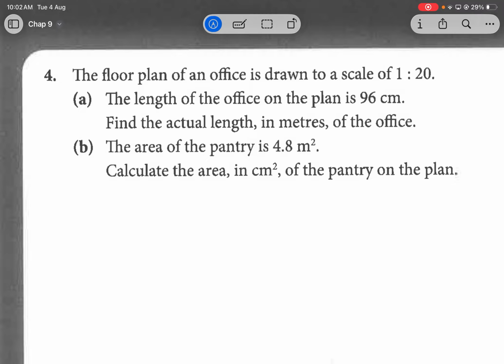The other one is 1 kilometer is 1,000 meter. Then how about 1 nanometer? Nano is 10 to the power of minus 9. You will learn. You will need to know all this in Sec 3: indices, standard form.